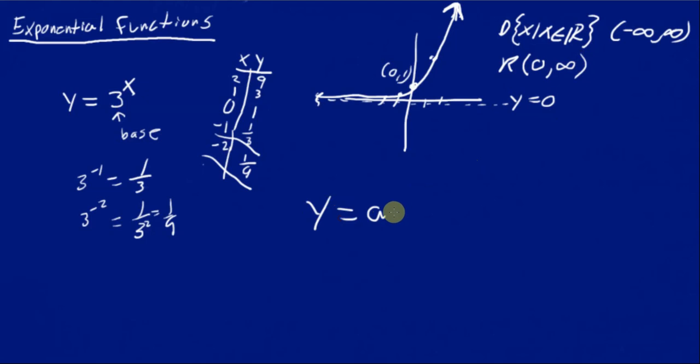All right, so that's the basic parent function, but we're going to be graphing the transformations of that, and I'm going to put a capital B here. That's not the little b that we wrote up here.